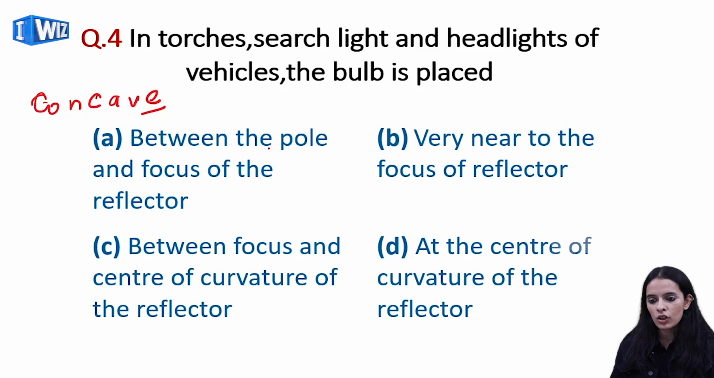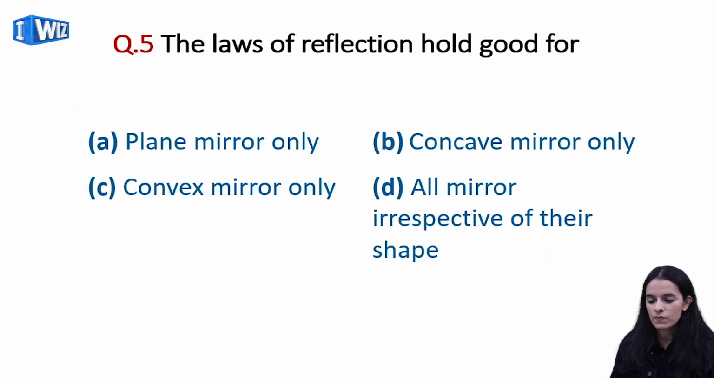Okay, so what is the right option? Very near to the focus of the reflector. This one is the right one, so that a sharp parallel beam of light can be produced. Come to the next one now.